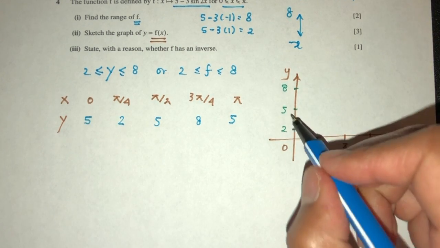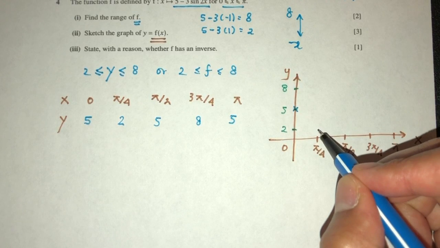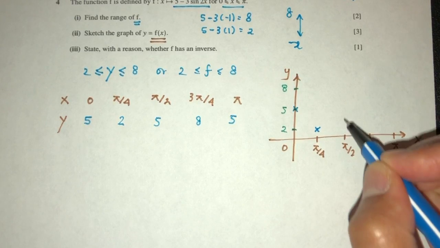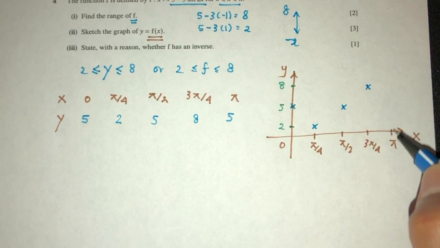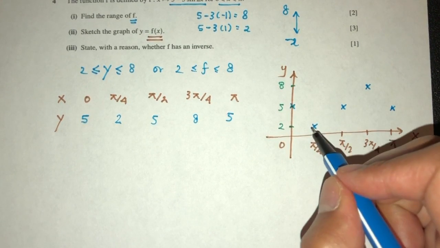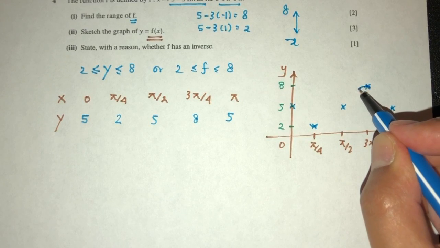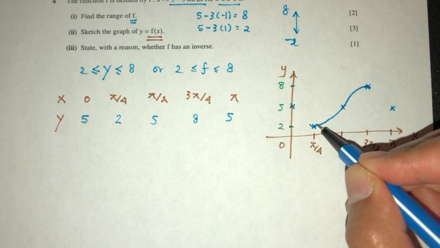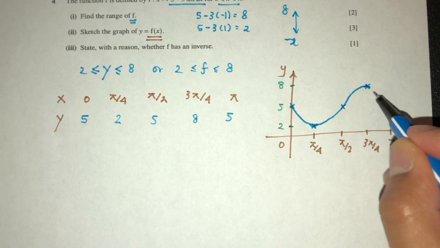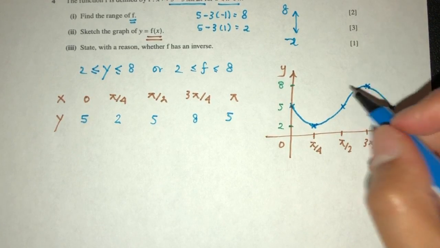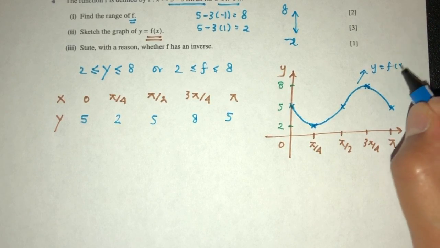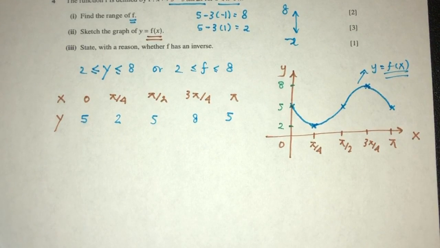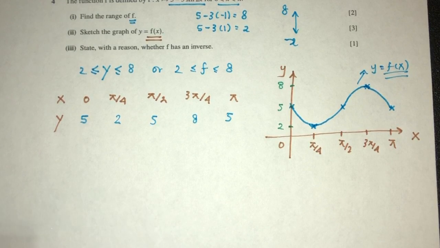The first point is 0, 5, which should be here. Then this will be 2, should be here. 5 again, that should be here. And that should be 8. And that should be 5. The shape is something like this. Then curve here, and then something like this. And at the end, you have to label this as y equal to f of x. Always label your curve at the end. That is part 2 of the question.